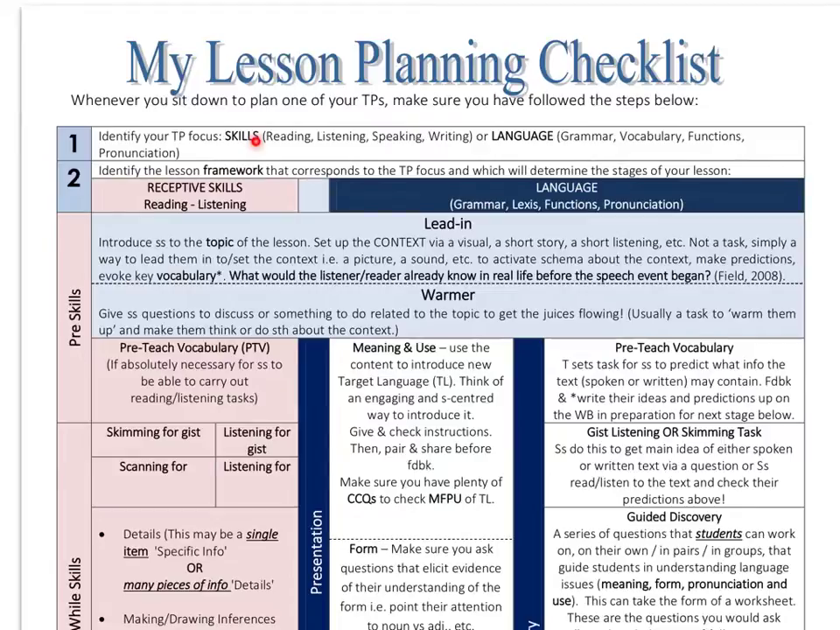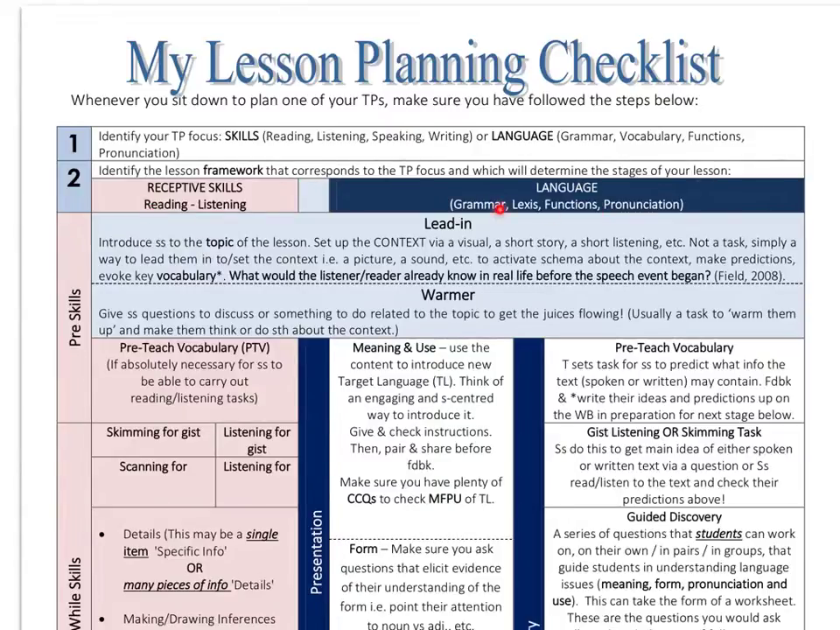Once you've done that, then step 2 would be to identify the lesson framework that corresponds to the teaching practice focus, because that will determine the stages of your lesson. So we're going to be looking at receptive skills. What are the different stages for a receptive skills lesson, reading or listening? After that, we'll look at language.